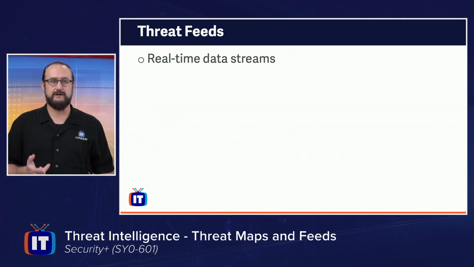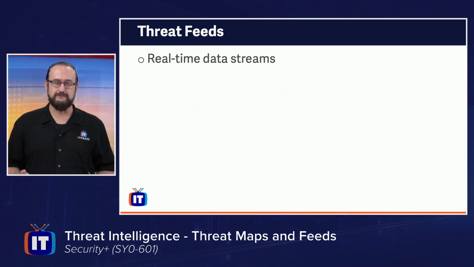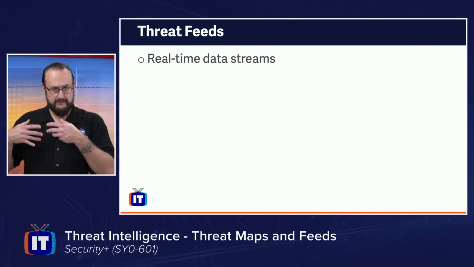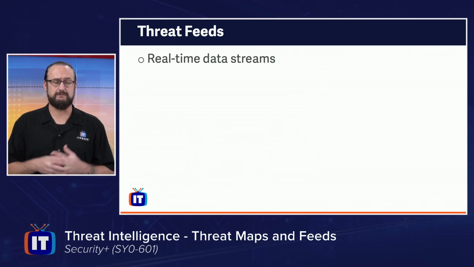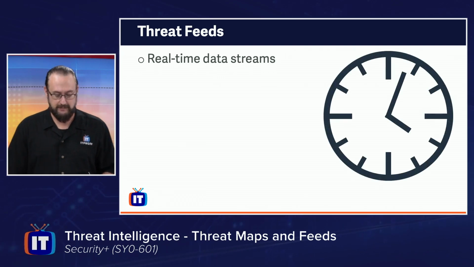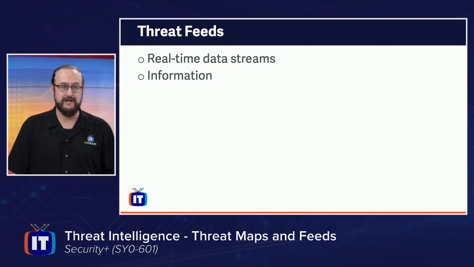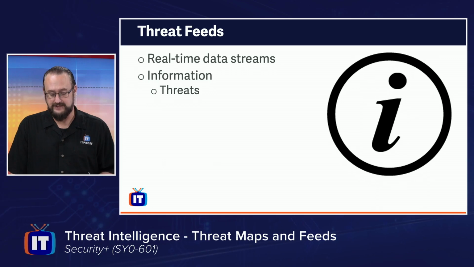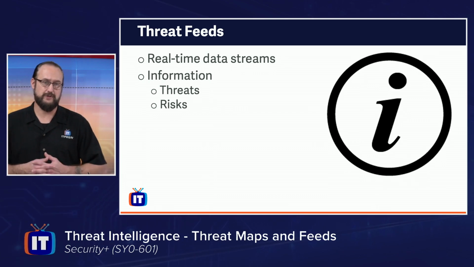One of the very popular ones out there, if you're in a Windows environment, is the Microsoft Security Research Center. It's obviously based on things that directly affect Windows systems, but this is essentially where you can get that real-time data stream and find out more information about the threats that are out there in the wild. Things like, for instance, not only the threats, but also the risks that we need to be aware of that are associated with those threats.